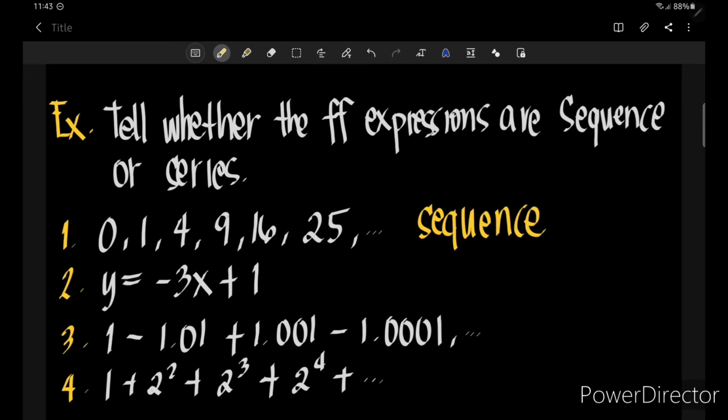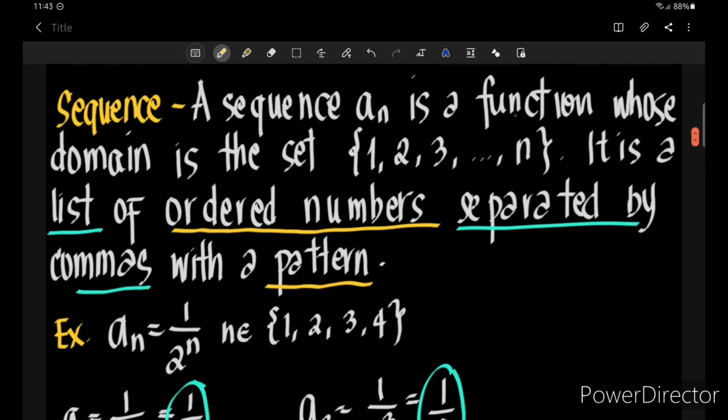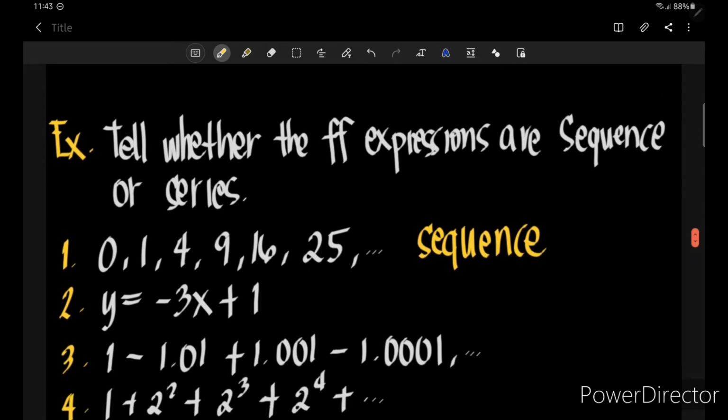Number 2, we have the linear function y equals negative 3x plus 1. Ngayon, kahit walang nakalistang pattern, sabi natin sa definition kanina that a sequence is a function. Okay? So, yung linear function natin na meron tayo, which is y equals negative 3x plus 1, ay nasasatisfy yung definition ni sequence. Kaya pwede natin siyang sabihin sequence dahil once na nag-replace tayo or nag-substitute tayong value para kay x, bibigyan tayo ng value ni y.